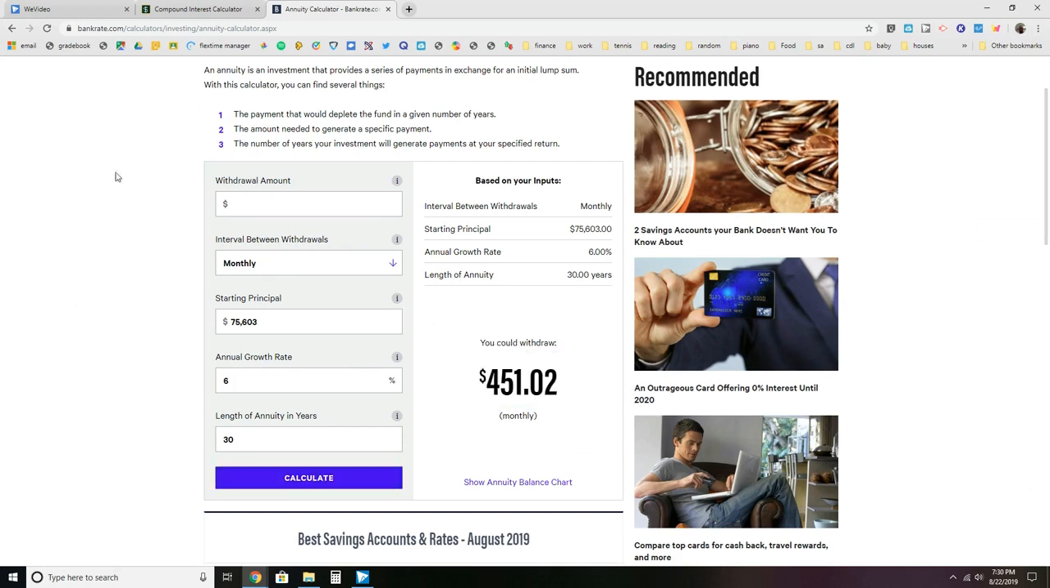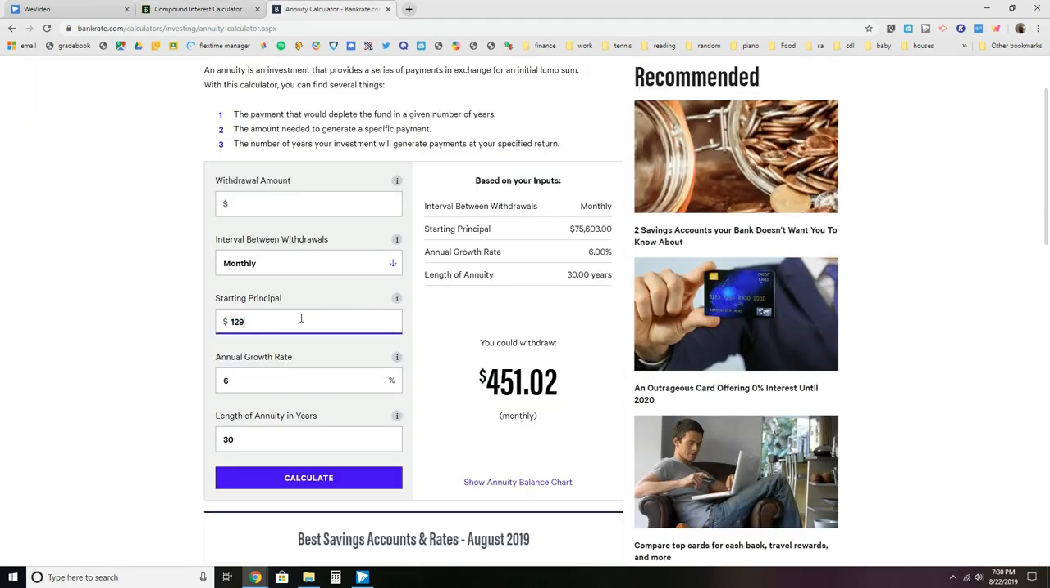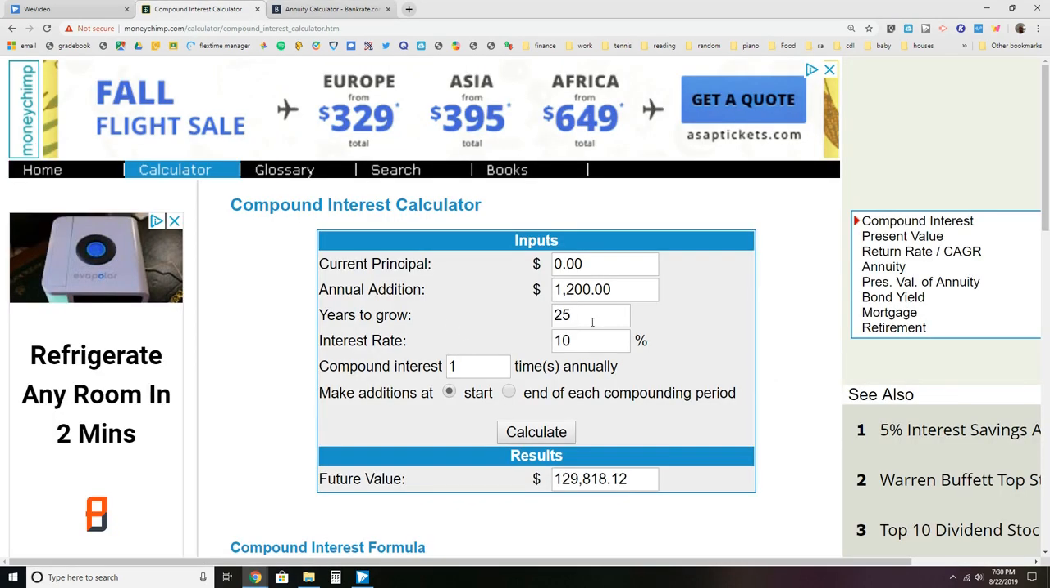Again, you do have to pay every single month $100 for the rest of your life. 25 years. Whoa, $129,818. Suddenly you're at $774 a month. This, with a teacher pension, could be adequate to retire for just doing $100 a month for a good amount of your working life.